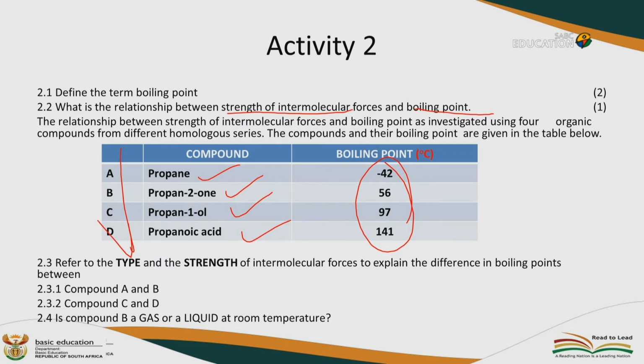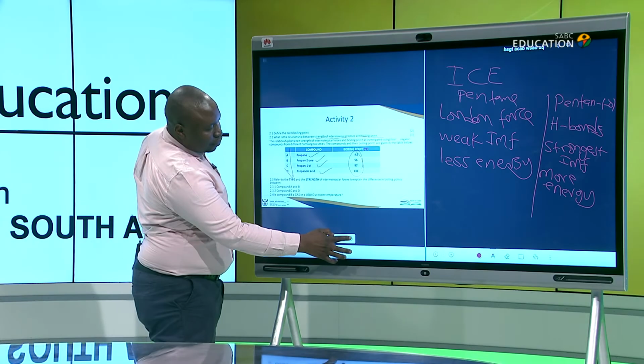Now, they are saying refer to the type of intermolecular force to explain the difference in boiling point. So between compound A and B, you'll say for A, what type of force do we have? What strength of the intermolecular force? The amount of energy. You say for B, what type, and all that. Then you are able to get all your marks with no problem.